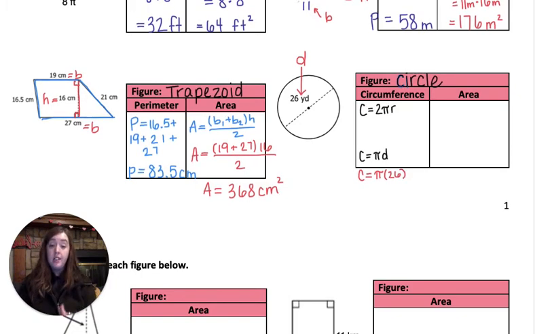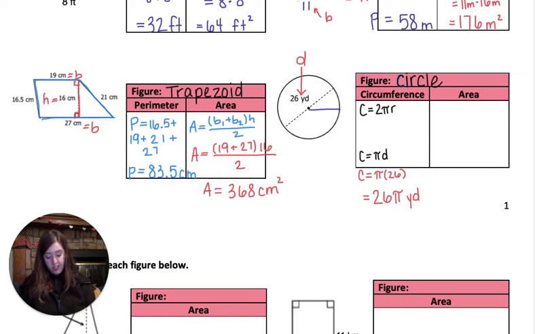And now for us, what we'll want to do, keep it in terms of pi. Don't put it into your calculator. Pi times 26 is 26 pi. And that will be in yards. Now, here's another way to think about it. If we look at just a piece that goes from the center out to the side, that's going to be half of our diameter. So we'll take our diameter and divide it by 2.